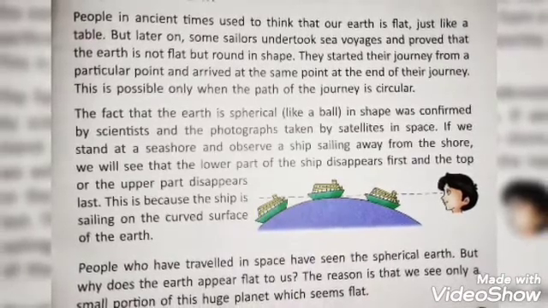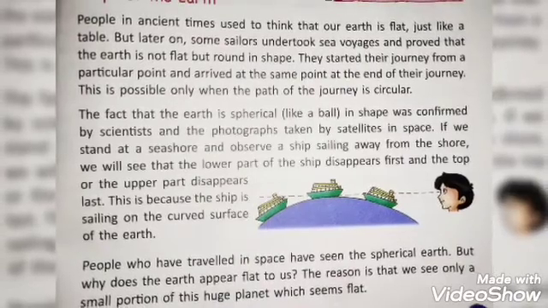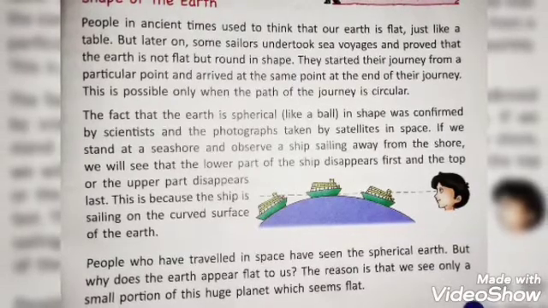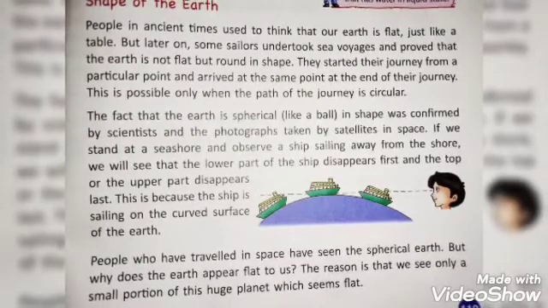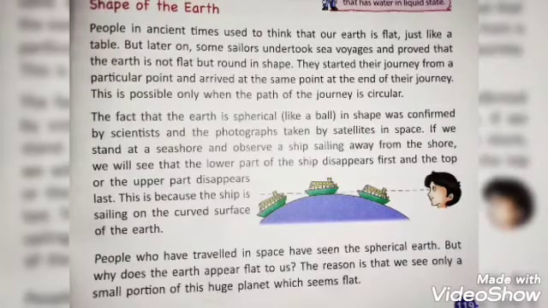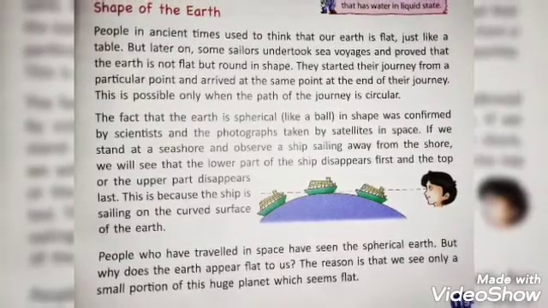People who have traveled in space have seen the spherical earth. But why does the earth appear flat to us? The reason is that we see only a small portion of this huge planet, which seems flat.